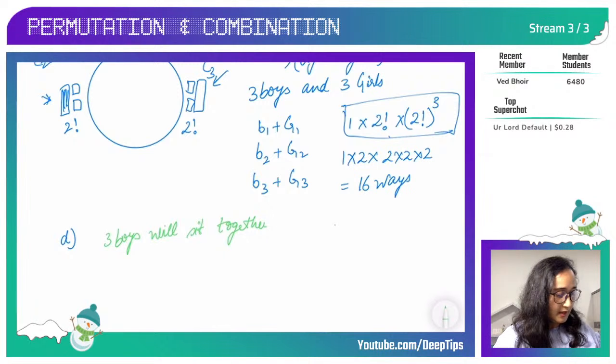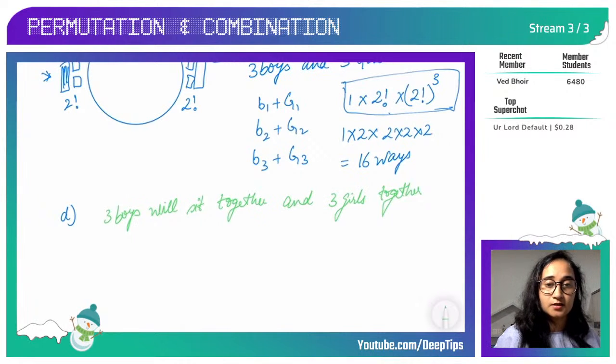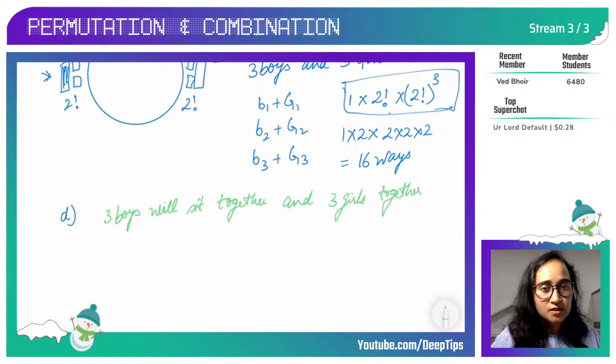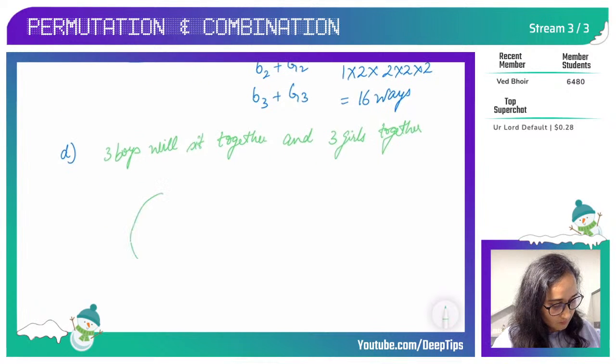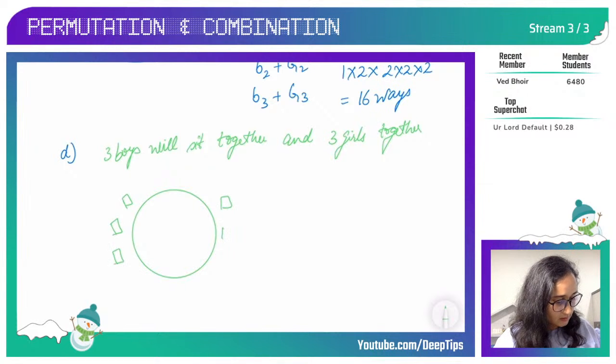Okay, and three girls together. So they are not mixing with each other, they are sitting separately, like boys in a separate group and girls in a separate group. So like how we did for couples, we considered them as a single entity. Same way, now I want my boys, their chairs here, okay, and girls here.